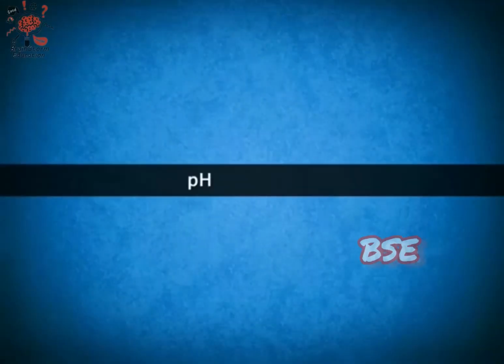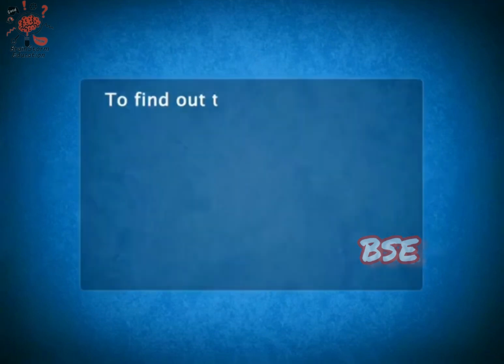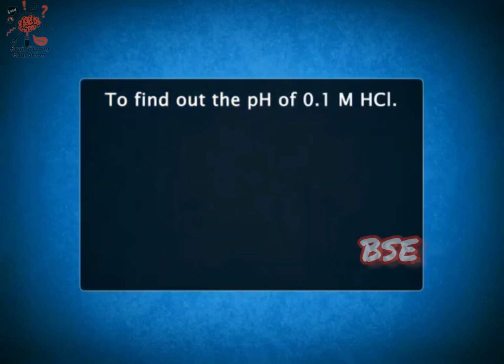pH is expressed by a mathematical notation as the negative logarithm of molar concentration of dissolved hydrogen ions. We can calculate the pH of 0.1 molar concentration of hydrochloric acid as shown here.